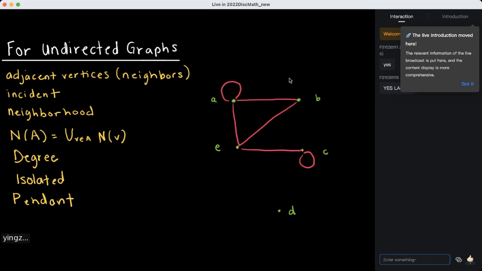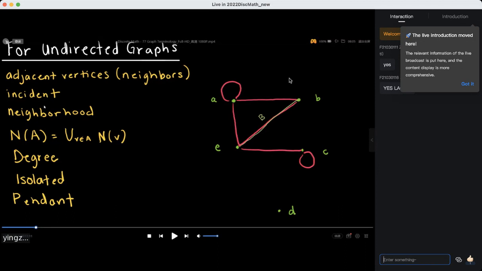Incident is what we would call an edge. Let me give this edge a name, B. So I would say edge B is incident with vertices E and B. Incident just means it's the edge that is connecting two vertices. Maybe later we will mention incident more; it can be seen as an edge connected with two vertices. But adjacent vertices can be seen as neighbors.